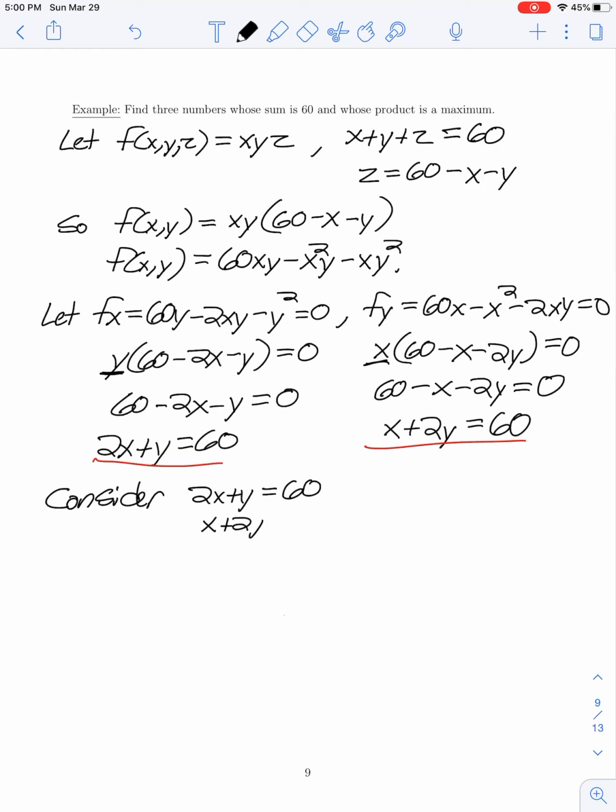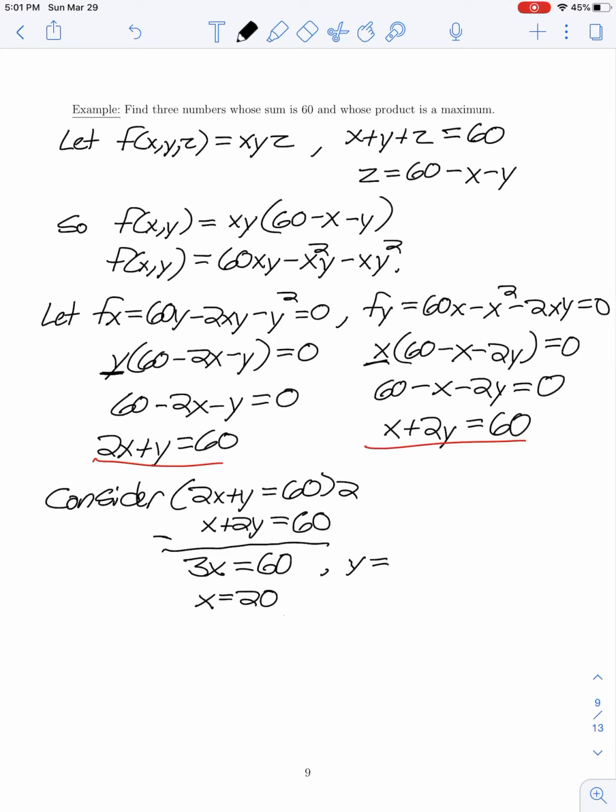Here, our first equation was 2x plus y, which has to be 60. And our second equation is x plus 2y equals 60. So there's a number of ways that we could go about solving for x and y in this system. My personal preference would be to take my first equation and multiply through by a factor of 2, and then subtract these two equations to eliminate the variable y. So what I'm left with is 4x minus x, or 3x, is equal to 120 minus 60, or 60, and therefore x is equal to 20.